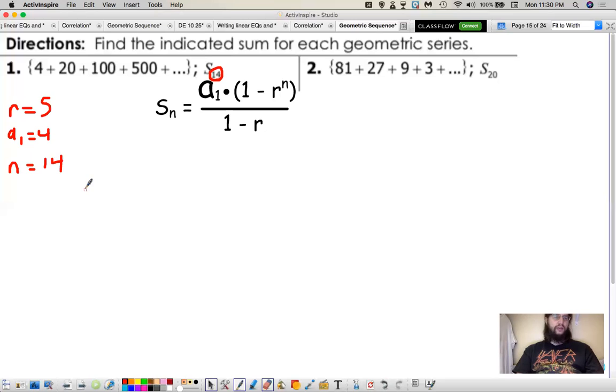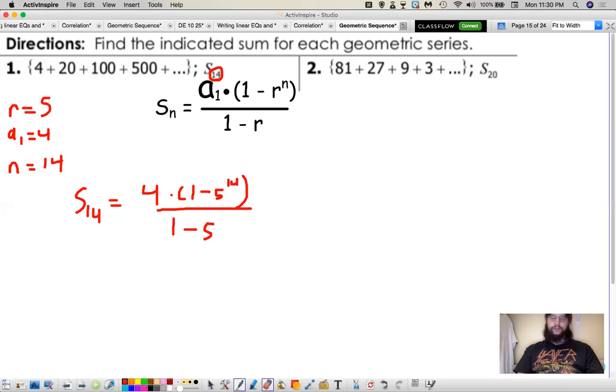Plug it in, plug it in. 4 times 1 minus, okay, I don't know what's going on. Yeah, dyslexic speech. 1 minus r to the 14. 1 minus r is 5. Why did I not write 5? Sorry, guys. Oh, yes. Yes, Mom? It's late. Sorry.